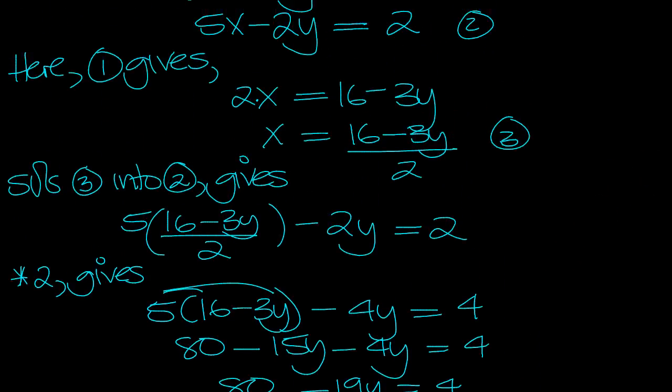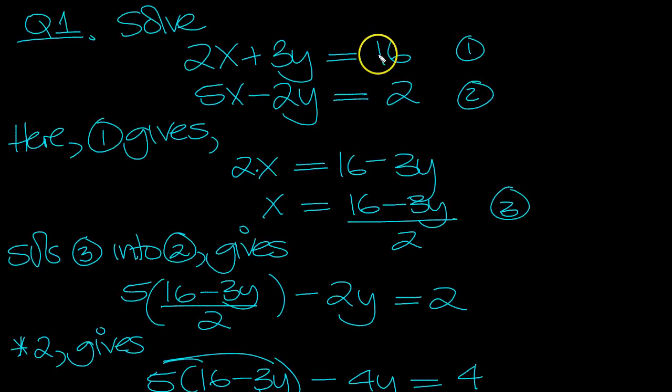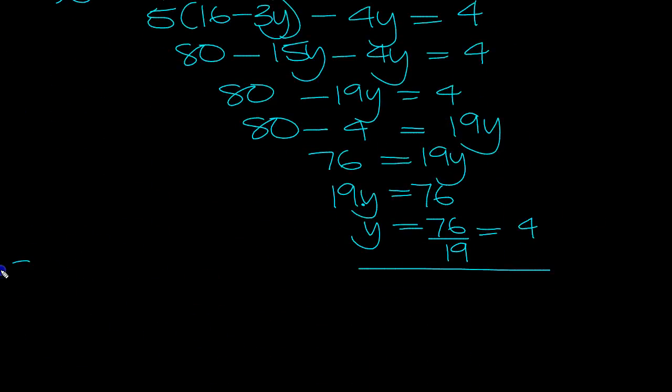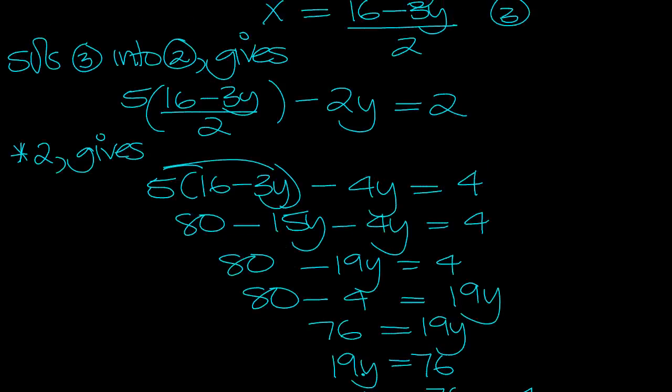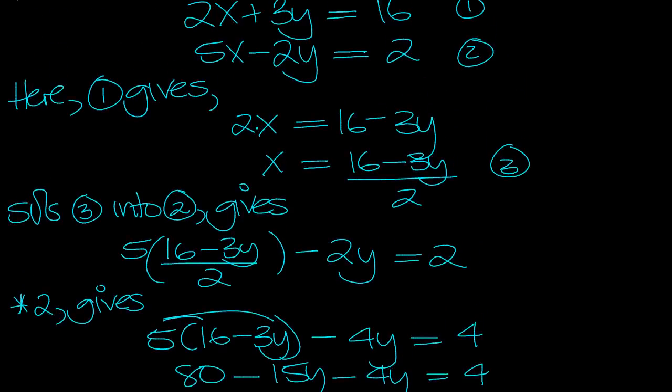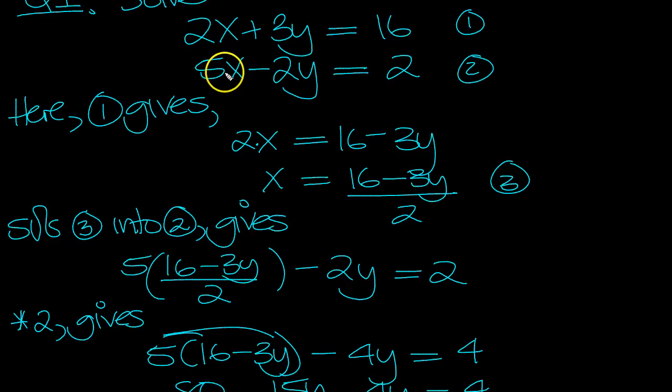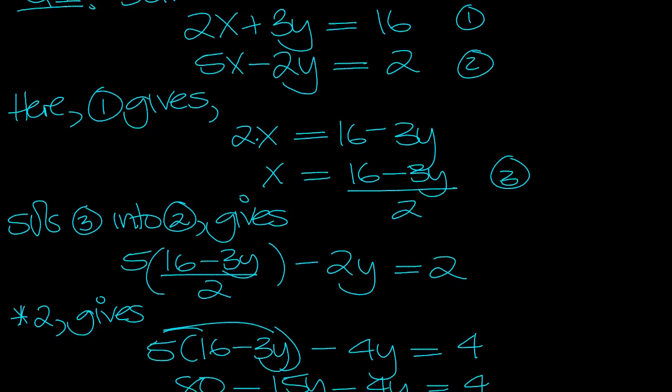Now if y equals 4 we can get x now, can't we? Very easily from either one of these. Which one is the easiest? I'm going to choose number 2. So 5x minus 2y equals 2. So sub y equals 4 into equation 2 gives, so what do we get for equation 2? Let's have a look. So we could have chosen either of them. 5x minus 2y equals 2.